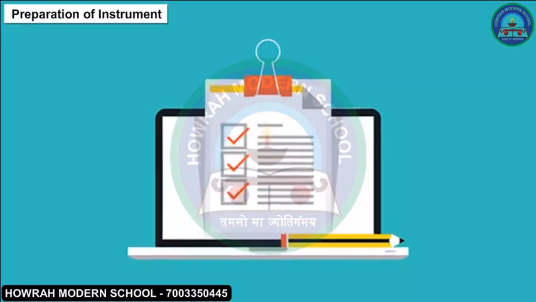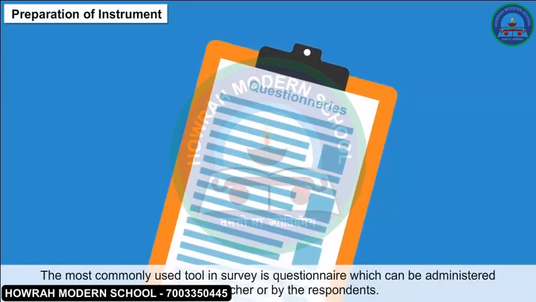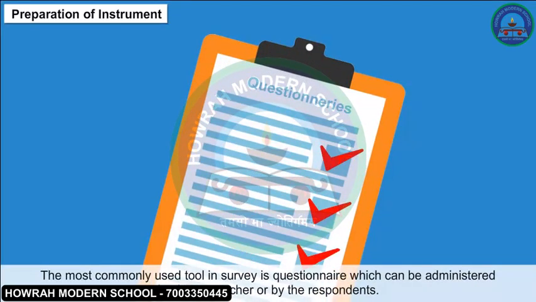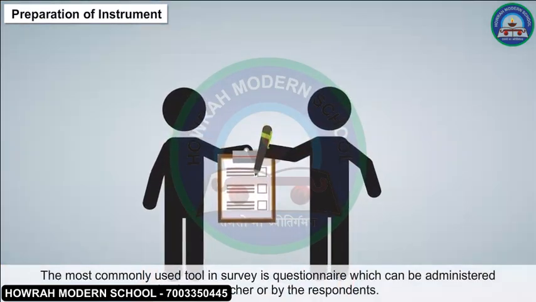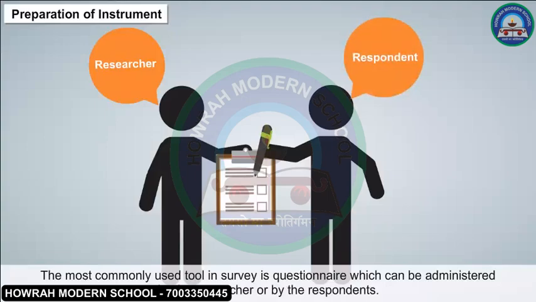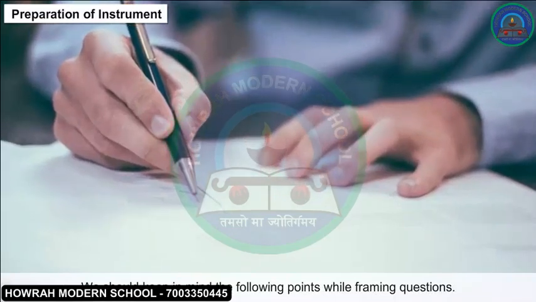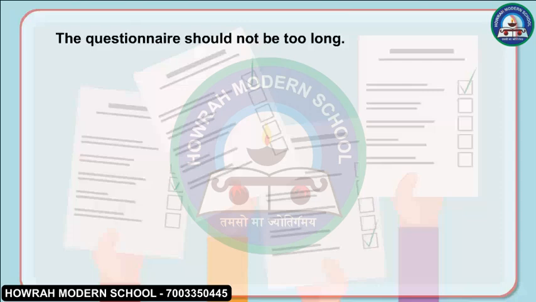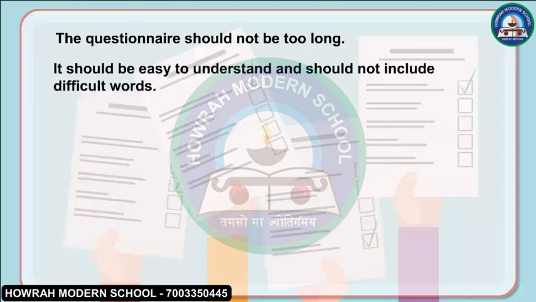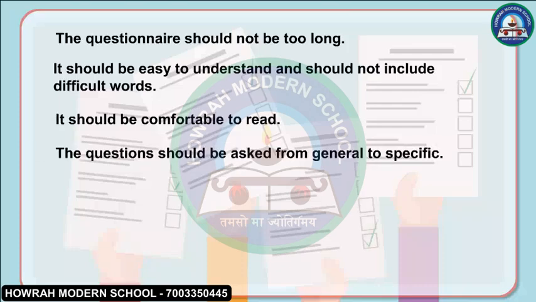Preparation of instrument. The most commonly used tool in a survey is the questionnaire, which can be administered by the researcher or by the respondents. We should keep in mind the following points while framing questions. The questionnaire should not be too long. It should be easy to understand and should not include difficult words. It should be comfortable to read. The questions should be asked from general to specific. The questions should be precise and clear.